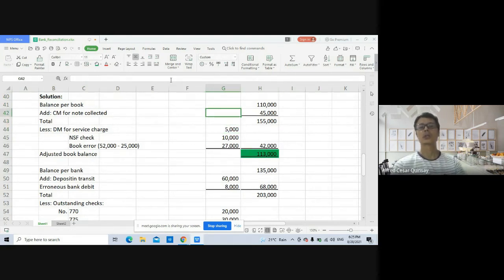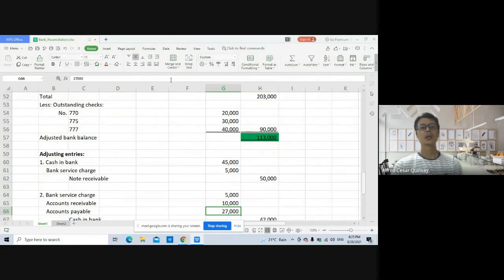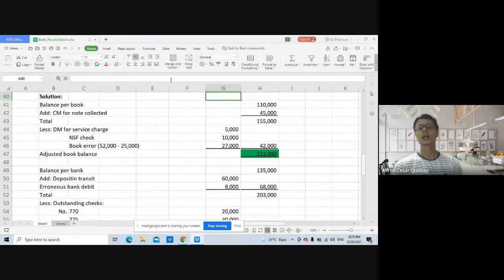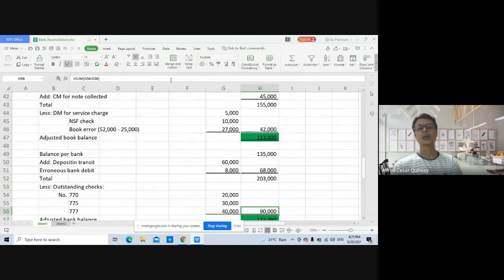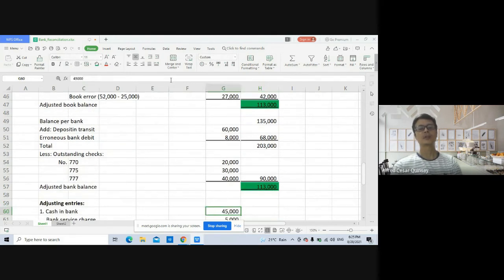These three, plus this one, okay? Just the book reconciling items. So what are these? Debit cash in bank, addition. Obviously, the customer check or the credit memo for 45,000 was added by the bank. So that is an addition, a debit to cash in bank. Debit cash in bank for 45,000, that is an addition to the company.